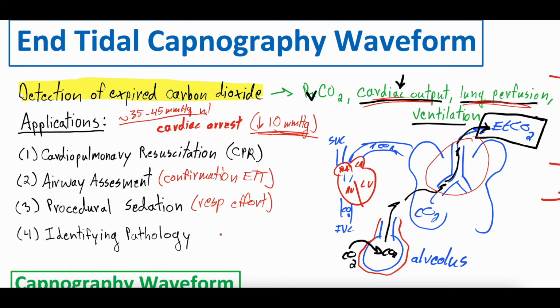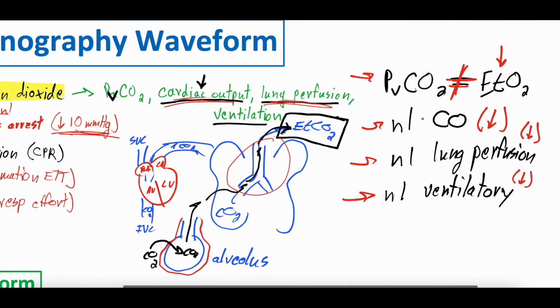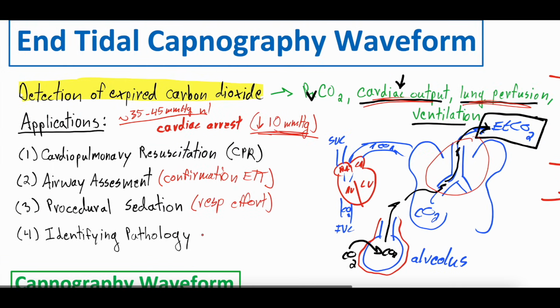And then identifying pathology, and that gets into what we mentioned over here. Since end-tidal CO2 has so many different variables that affect it, it can help us understand different pathology, right? Pulmonary embolism, obstructive lung disease, heart failure, upper airway obstruction, et cetera. And we're going to get into all these things in future videos, so definitely stick around for those, or subscribe and keep an eye out for them if that's something you're interested in. So lots of applications for end-tidal capnography, especially in those who are sick or undifferentiated or critically ill, or who you're doing procedural sedation on, or what have you.